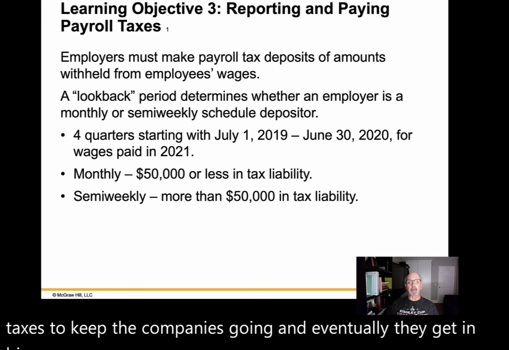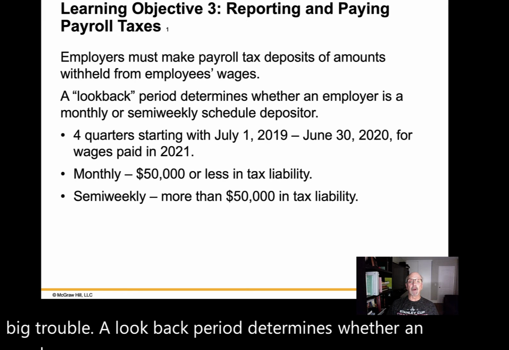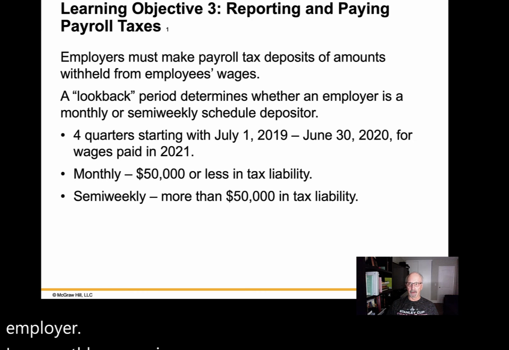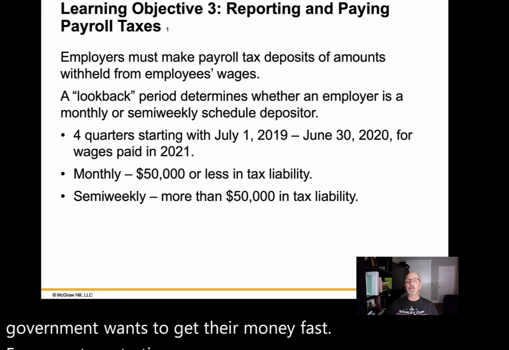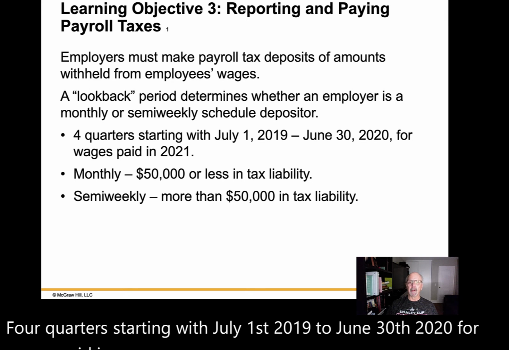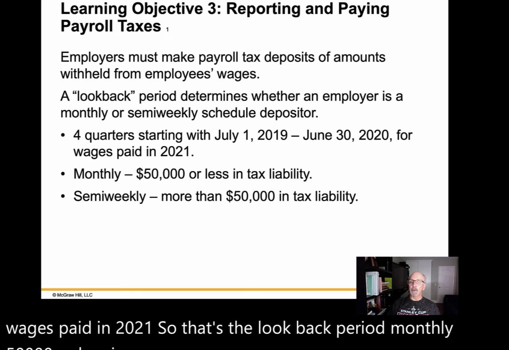A look-back period determines whether an employer is a monthly or semi-weekly scheduled depositor. So the government wants to get their money fast. It's four quarters, starting with July 1st, 2019 to June 30th, 2020, for wages paid in 2021. So that's the look-back period. Monthly is $50,000 or less in tax liability. Semi-weekly is more than $50,000.